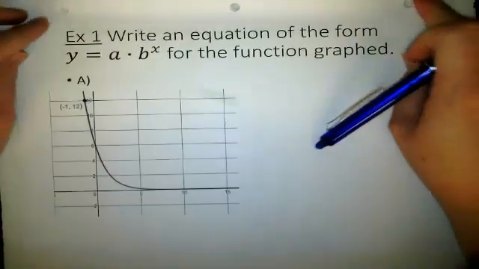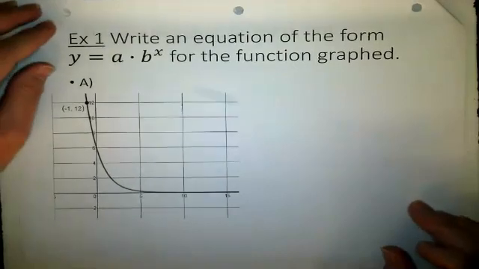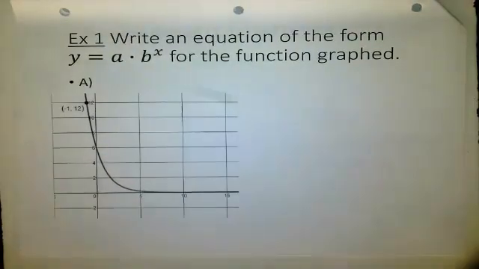Example 1, write an equation of the form y equals a times b to the x for the function graph. So you can just make a little sketch. It's a really terrible graph. This is old. Definitely something I'll redo for next year. I always like to tell you when I use problems from the U of A. These are U of A problems.